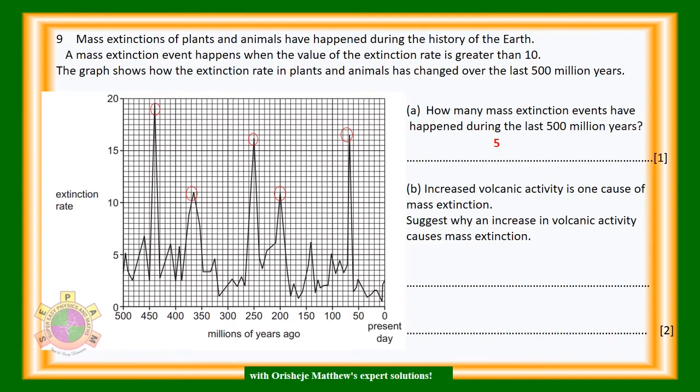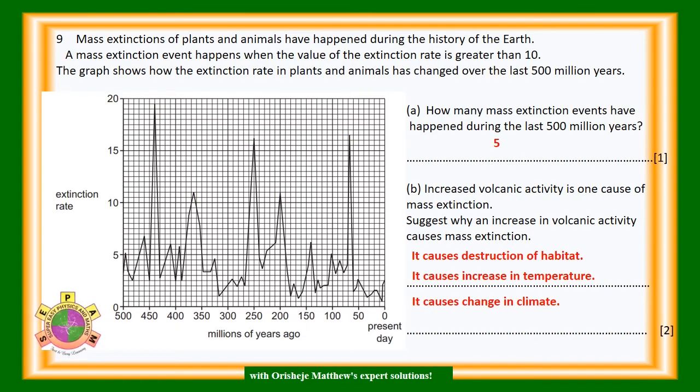Question 9b. Increased volcanic activity is one cause of mass extinction. Suggest why an increase in volcanic activity causes mass extinction. Volcanic eruption causes destruction of habitat. It causes an increase in temperature. It causes change in climate. It causes acidification of the ocean.